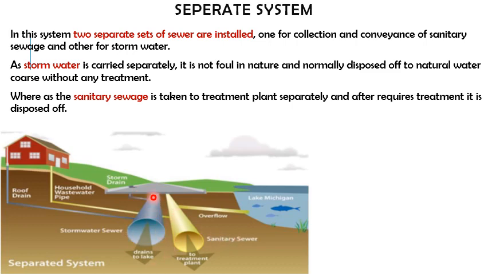One pipeline is for the storm water, another is for sewage. It will carry only sewage, and this will carry only the storm water. Observe here, this will go to the stream and this will go to the treatment plant. After the treatment, you have to dispose into the water body.